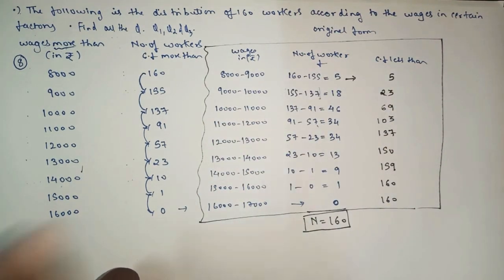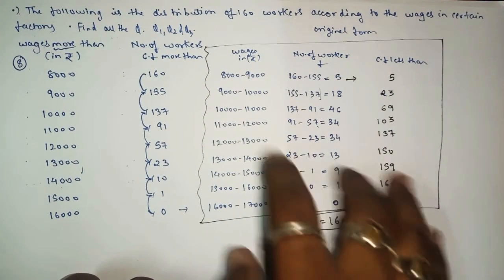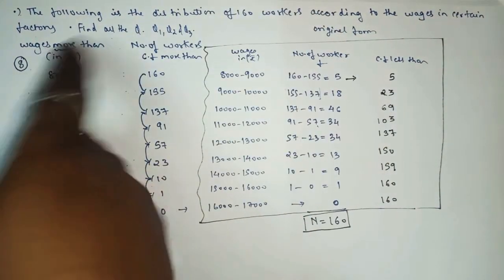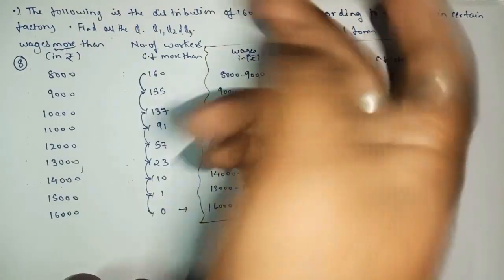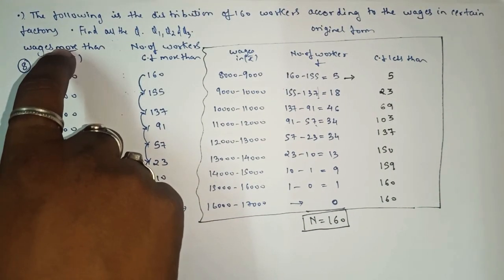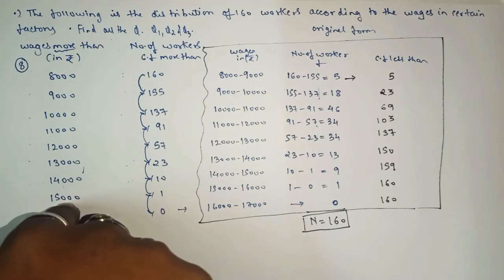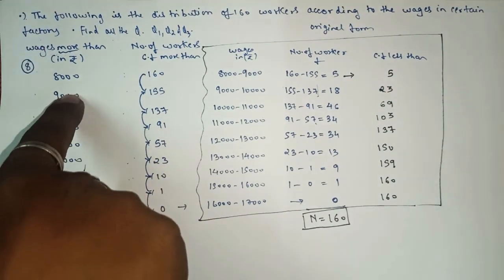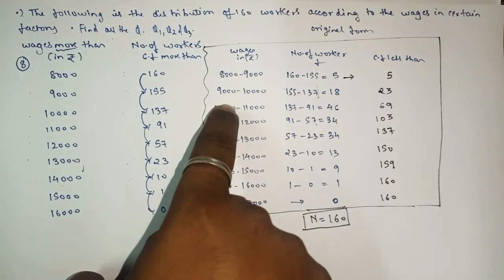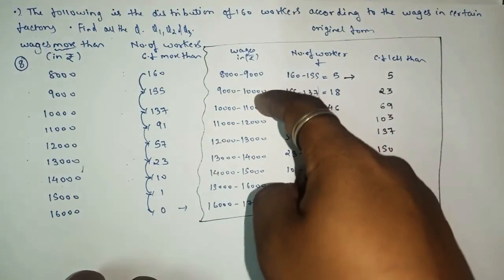And see to it that once again I am explaining this sum. Whenever you come across a sum like this in the class, in the first column itself, if it says this is more than or less than, then this is not your actual class. You have to convert this class into the original class. So this is the original form.